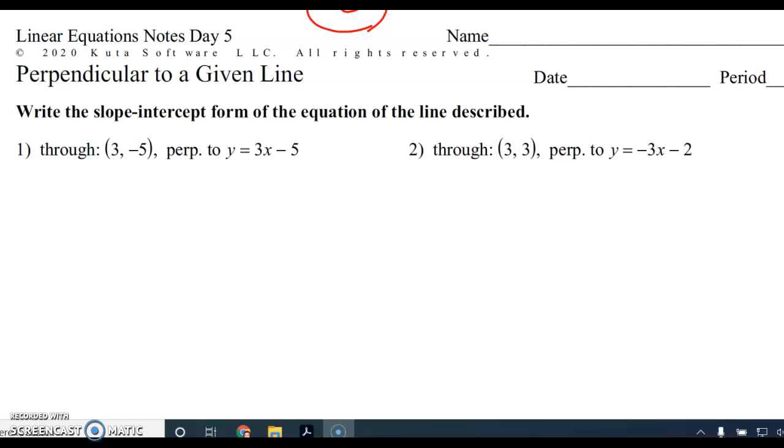Hi, this is chapter 5, day 5. Going to do some perpendicular lines today. So, we learned yesterday that parallel lines have slopes that are the same.